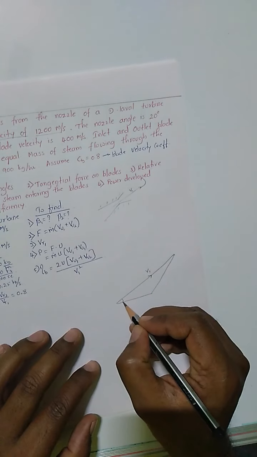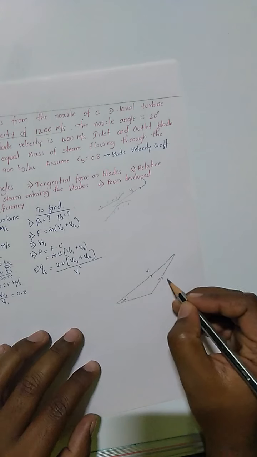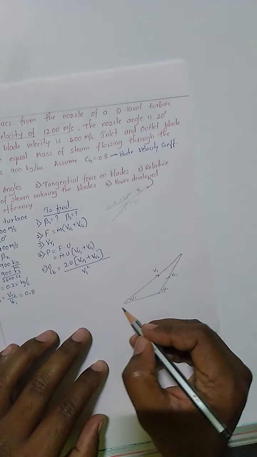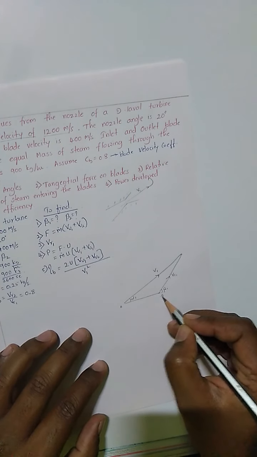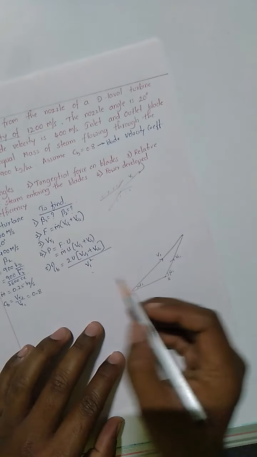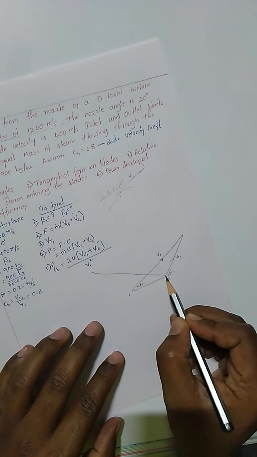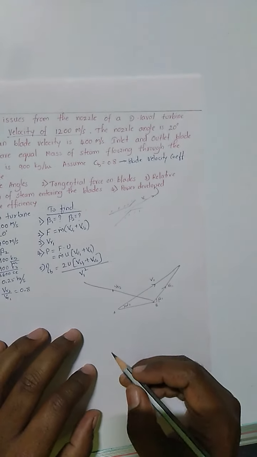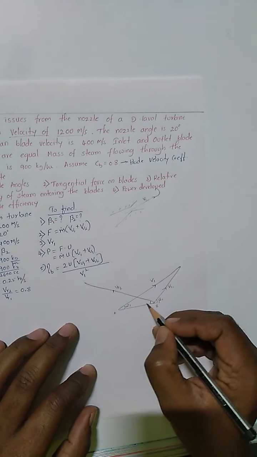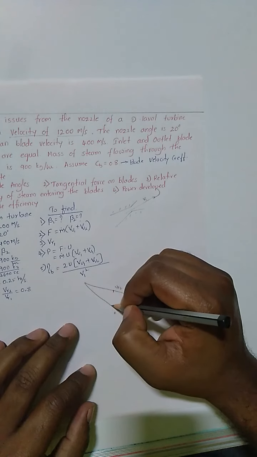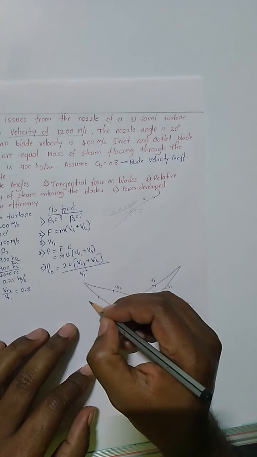This is V1, this is alpha 1, this is VR1, and this is beta 1. If I call this point A and point B, from point B VR1 has started, so I should draw VR2 here. Remember the logic, and this angle is beta 2.